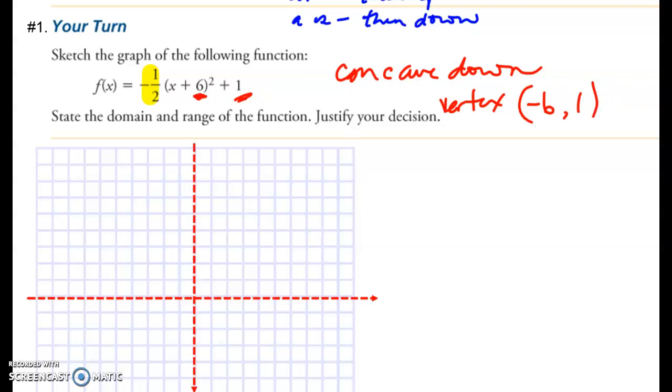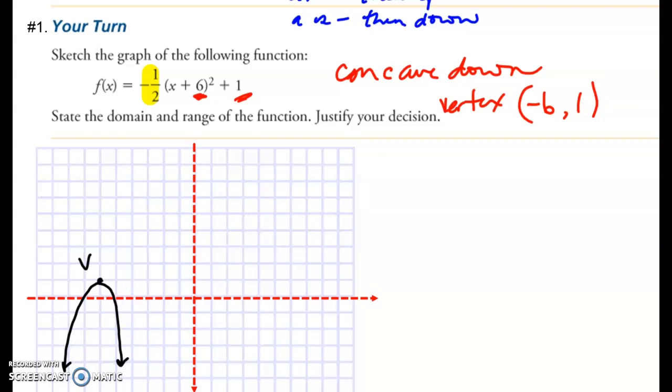Okay, so draw your axes, x and y, and the vertex happens at -6 for the x, 1, 2, 3, 4, 5, 6, and +1 for the y. This is the vertex, and we know this opens down, so we're just going to sketch it. We don't know exactly how wide it is, and that's okay.